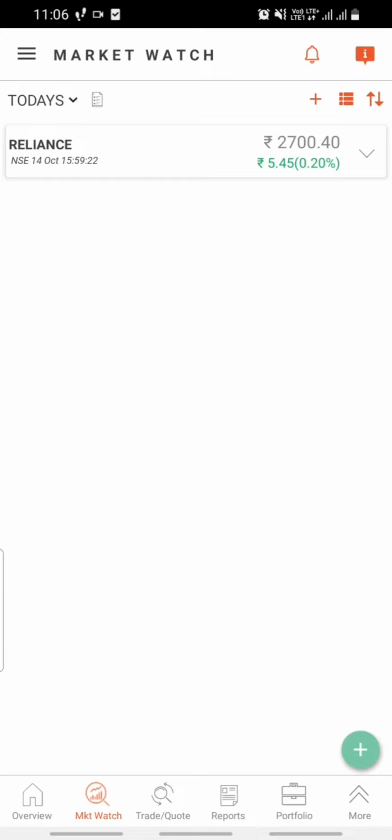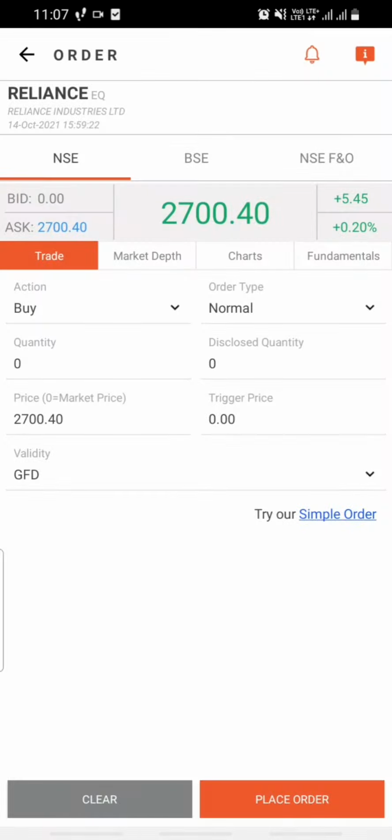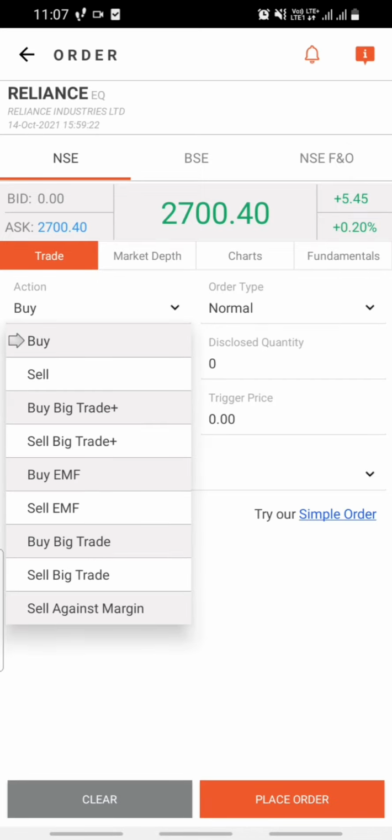Here I took an example of the Reliance stock. Just click on the Reliance stock, and if you want to buy or sell, you just click buy or sell. In the action menu there are plenty of options: buy big trade plus, sell big trade plus, buy, sell. So what is this buy big trade plus, sell big trade plus?